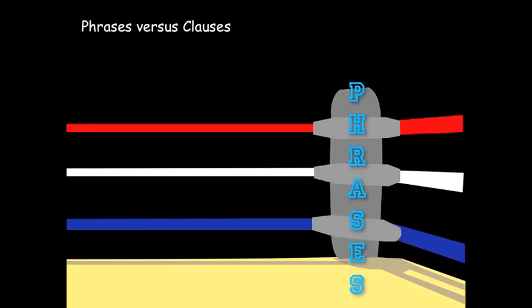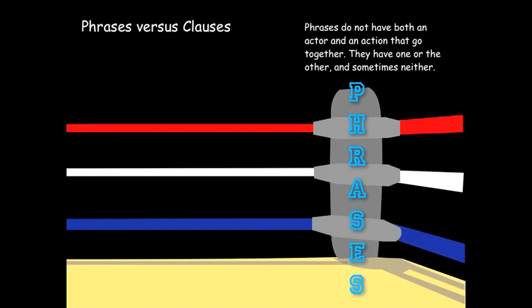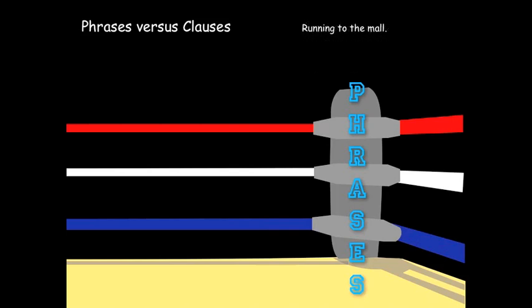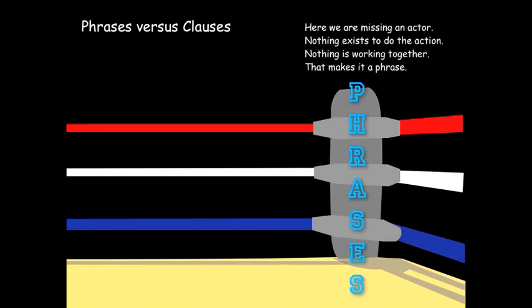Let's begin by defining phrases. Phrases never have an actor and an action working together. Sometimes they have one, sometimes the other, and sometimes neither. An example of a phrase would be running to the mall. Why is this a phrase? Well, we don't know who is doing the action of running. So because you don't have the actor and the action working together, that's what makes it a phrase.